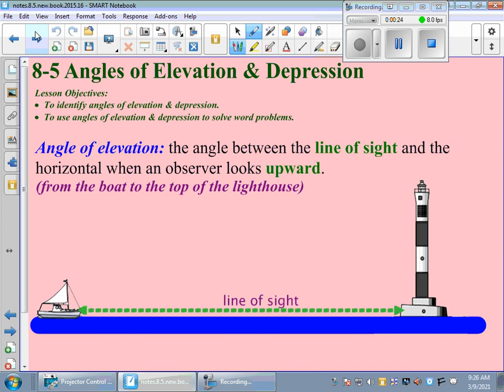Angle of elevation is the angle between the line of sight. So if you just look straight ahead, that's considered your line of sight, and a horizontal when an observer looks upward. So here you are in a boat. There's your line of sight. This right here is considered the angle of elevation. So you look straight here, and then your angle of elevation is when you look up. That's considered the angle of elevation.